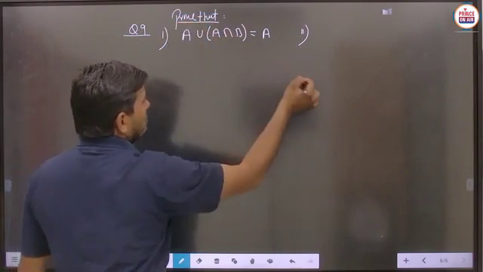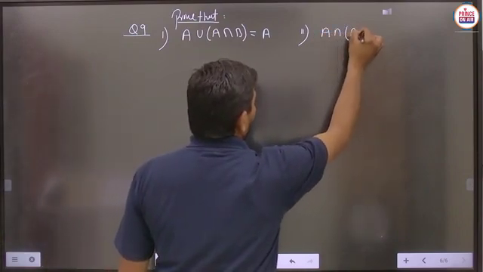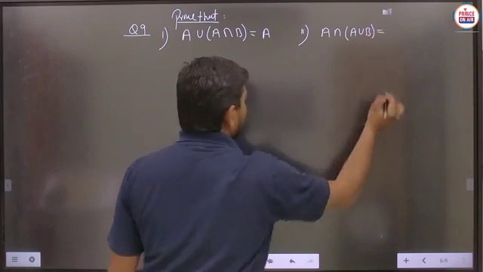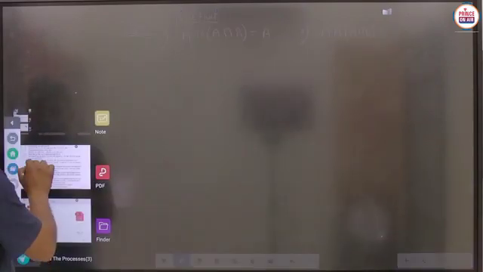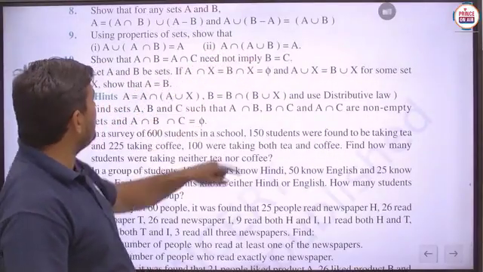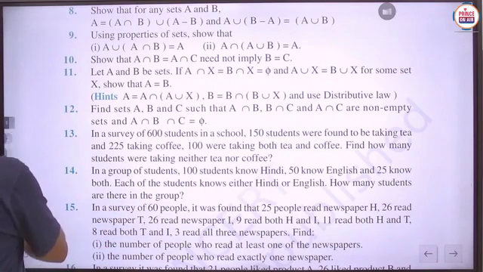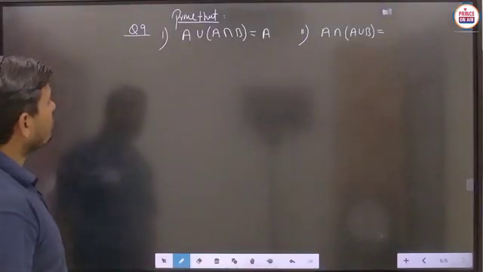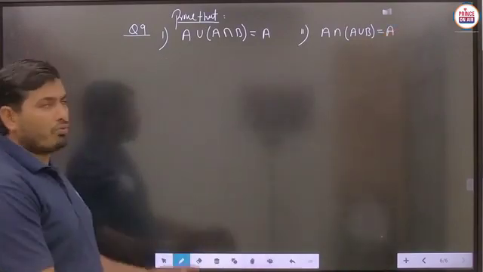So in this second part, we have to prove that A intersection A union B, and we will check the question again for what we have to prove in the second part. So in the second part, A intersection A union B should be equal to A. So A intersection A union B is again found to be A. We have to prove these two results.